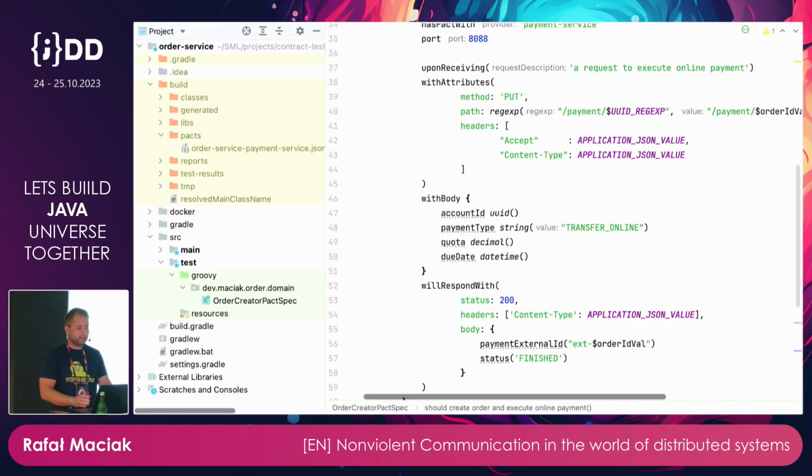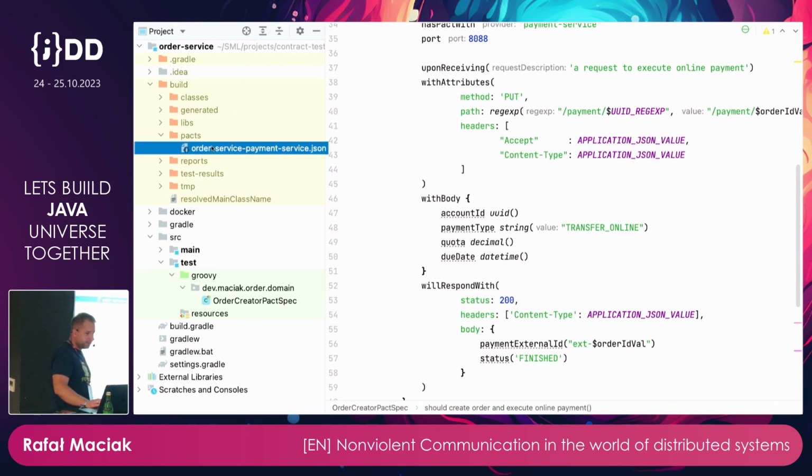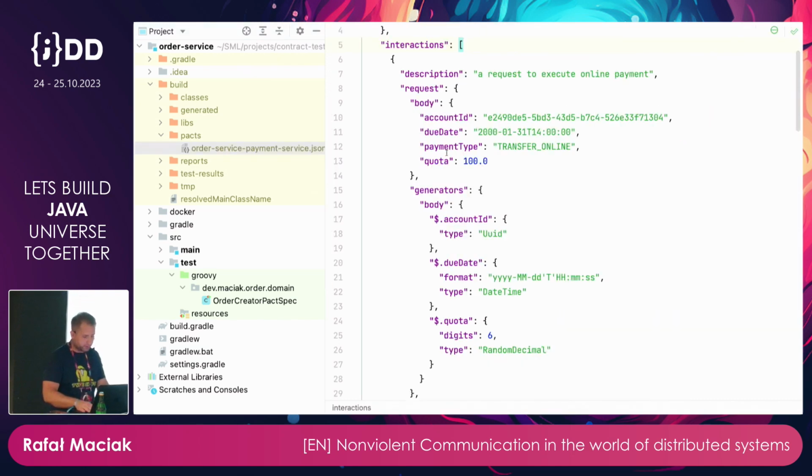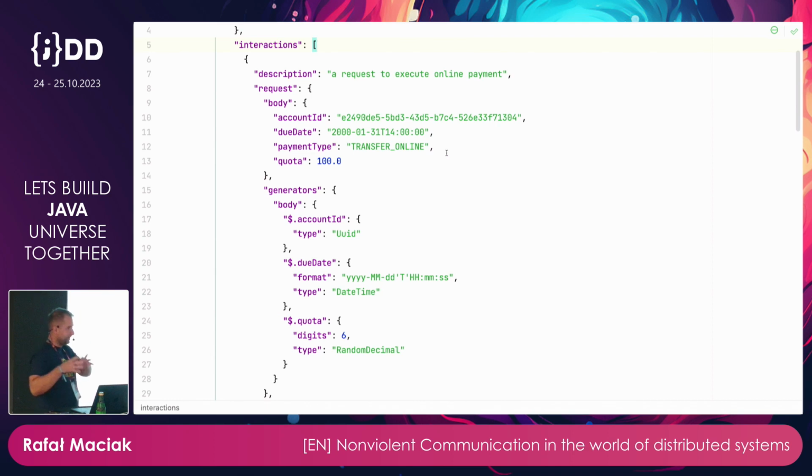Now we need to test the payment service. And I said there should be the contract generated. And yes, using the Pact framework, in the build pact directory, there is a JSON generated, which is our contract. So in the test, we had the expectations about the communication, and the contract was generated under the hood in the JSON format using this framework. So now we need to test the payment, the producer side. So how can we do it?